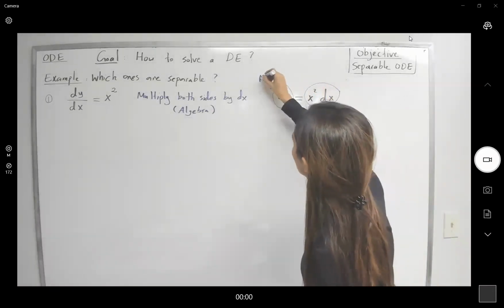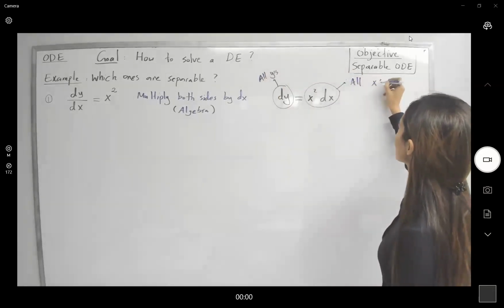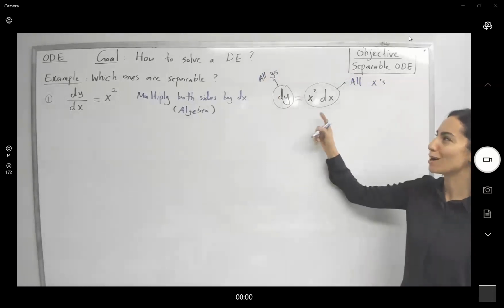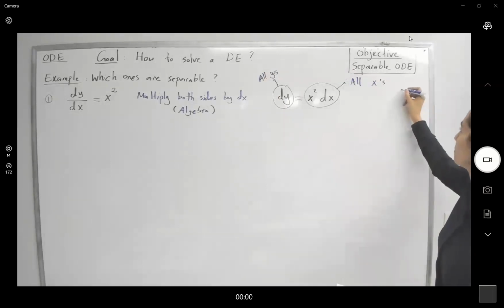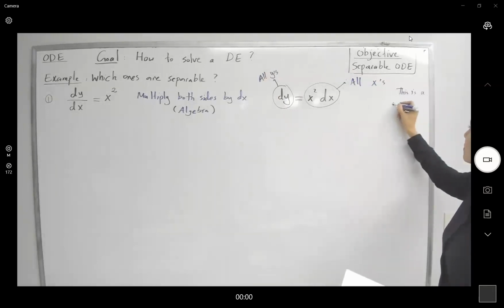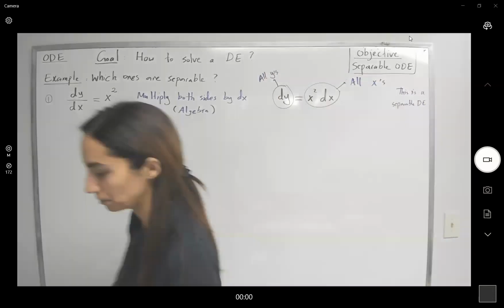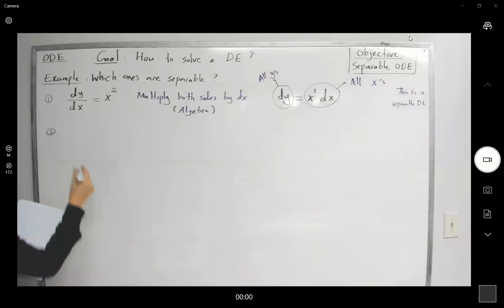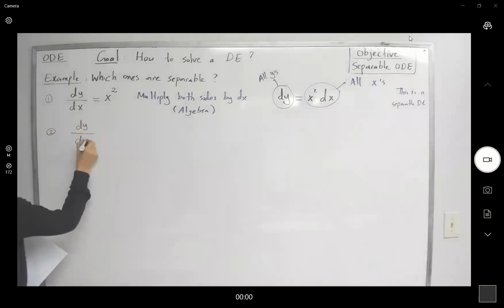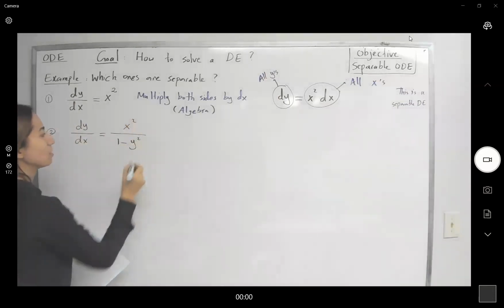All y's, and this is all x's: dx, x squared, dy, and the function 1. So this is separable. This is a separable DE. What about the second one? Number 2 says dy over dx equals x squared divided by 1 minus y squared.